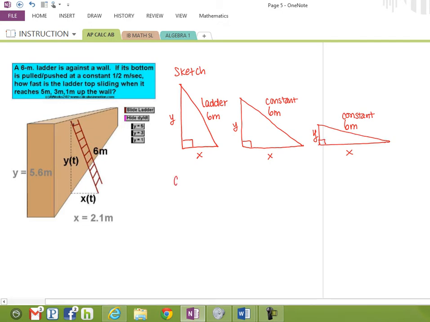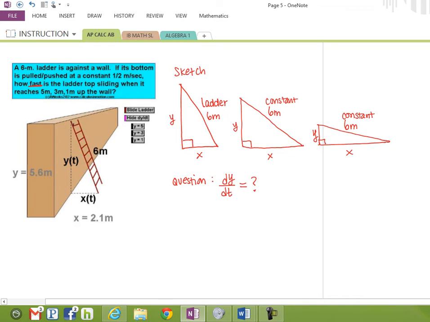Now, next thing we do is we look in the problem, and actually I'm going to start you a little differently than last year. We're going to start with the question. So what is it that they are asking you? How fast? So that word how fast tells me it's a d something, dt. How fast is the ladder top sliding when it reaches 5, 3, 1 meter up the wall? So are they talking about the x variable or the y variable? If we're talking about the ladder sliding up and down the wall, we're really talking about how fast it's moving up and down. So that's the question.